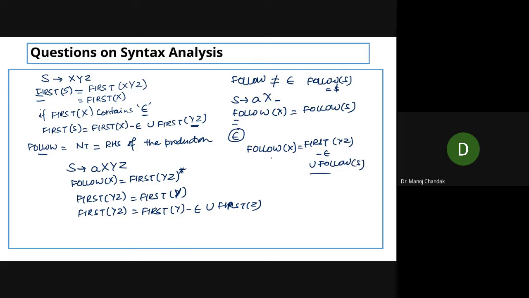Okay, so should I show some more examples on this, solved examples to you so that you understand from the slide, or this is okay?